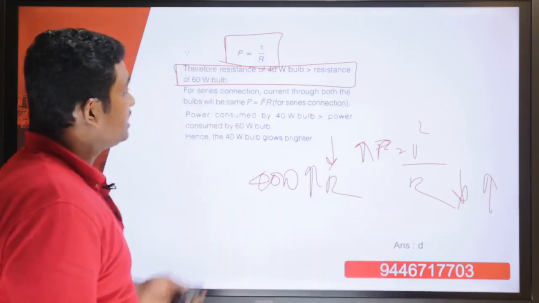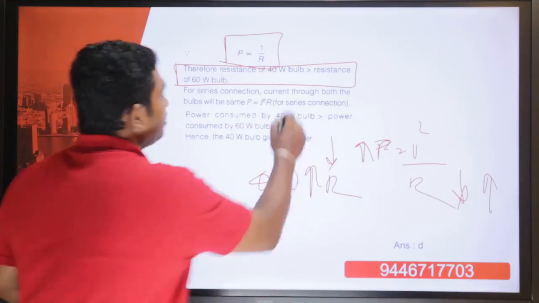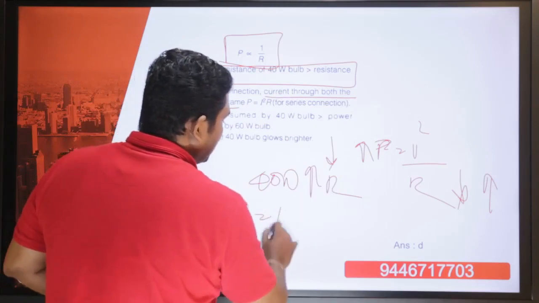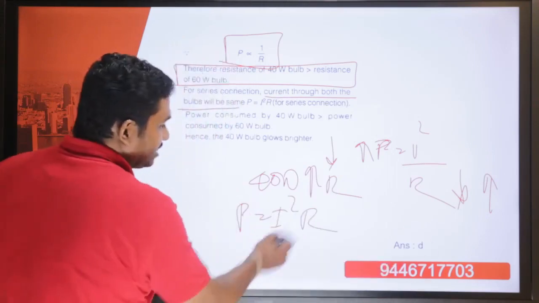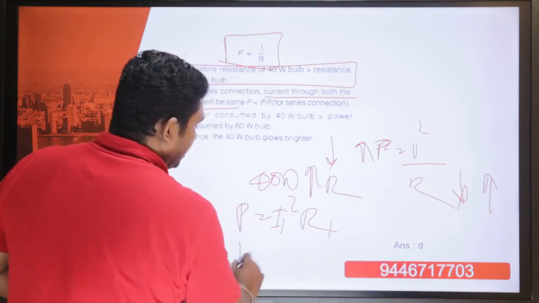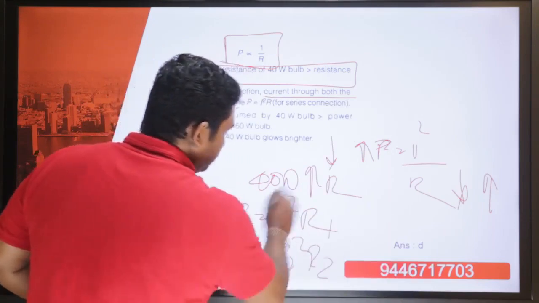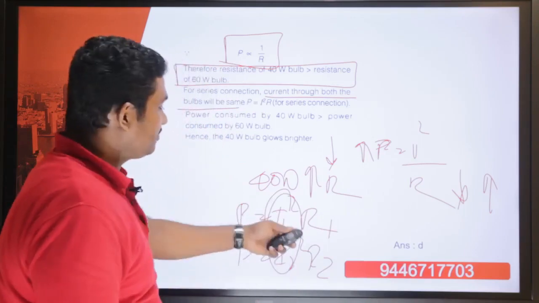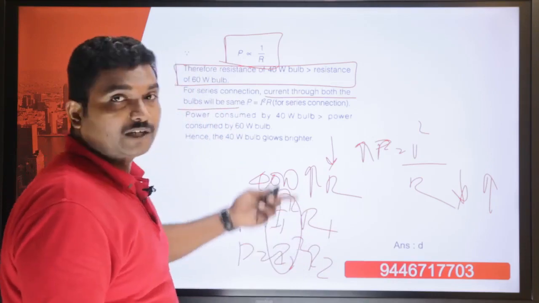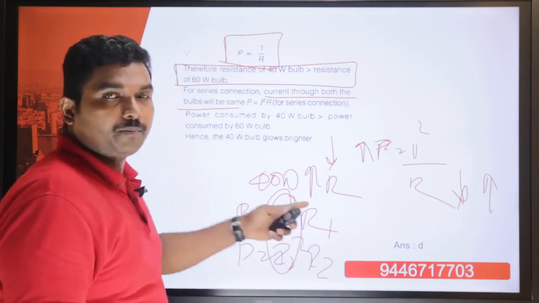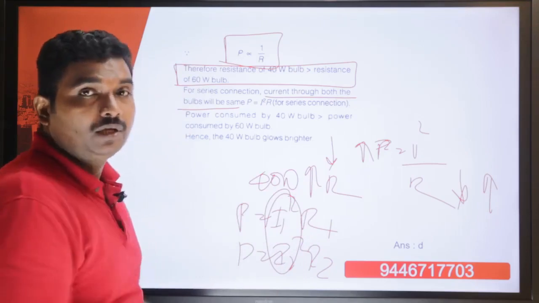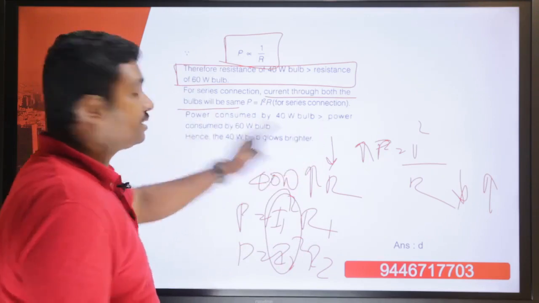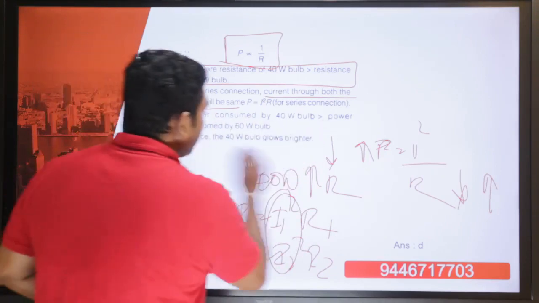Okay, and they are connected in series. When they are connected in series, the current passing through both of them will be the same. Now what is power dissipation? Power dissipation is I square R, isn't it? P1 is equal to I square R1 and P2 is equal to I square R2. You see, current is common because they are connected in series, but R1 and R2 vary. Resistance is higher for the 40 watt bulb. So the I square R drop across the 40 watt bulb will be higher compared to the 60 watt bulb. So the power consumed by the 40 watt bulb will be greater than the power consumed by the 60 watt bulb. Hence the 40 watt bulb glows brighter.